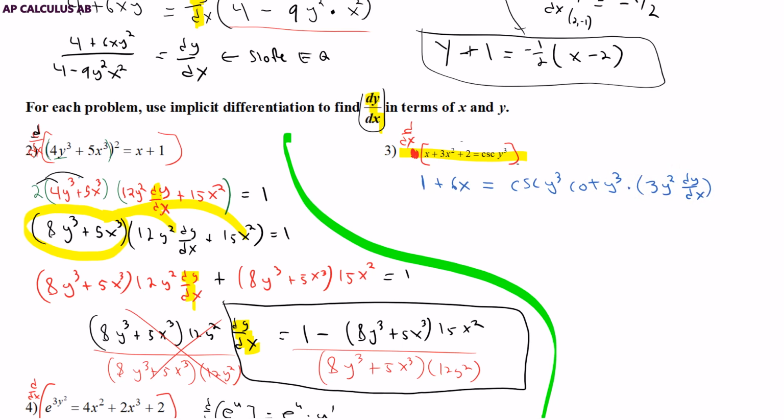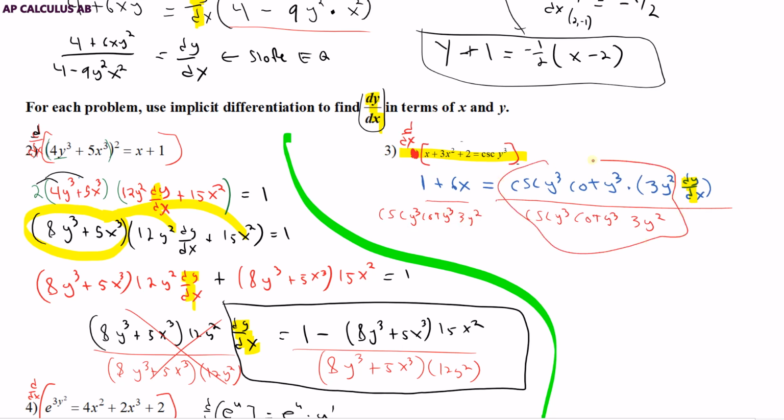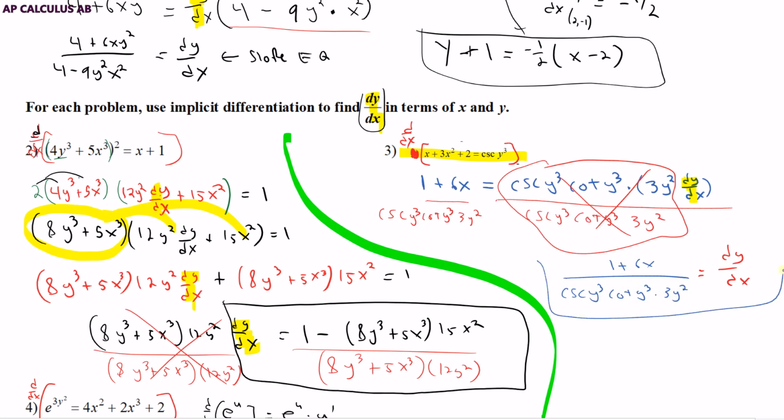Right, and the whole goal, remember, is to solve for this guy. So basically we're just going to divide both sides by anything that's not that guy, right? We're going to divide both sides by that, and same thing on this side. And this whole thing here will cancel, right? So we'll just be left with dy/dx equals 1 plus 6x over cosecant y to the third cotangent y to the third times 3y squared, right? And that is the derivative of that, right?